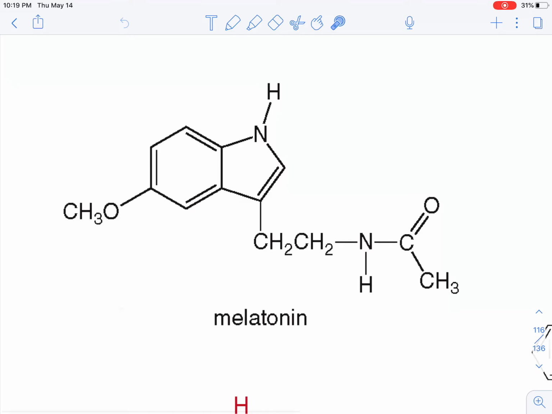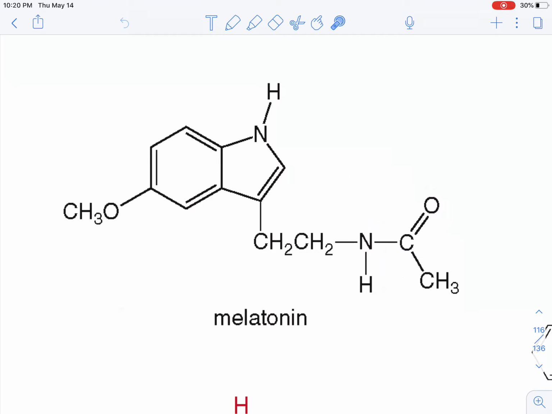And so looking at this organic compound, which is melatonin, melatonin has gained a lot of popularity as a supplement to help individuals who have trouble sleeping. Melatonin has an amide, and the amide is right here. So notice that this nitrogen is covalently bonded to 2 carbons. So this amide is a secondary amide.